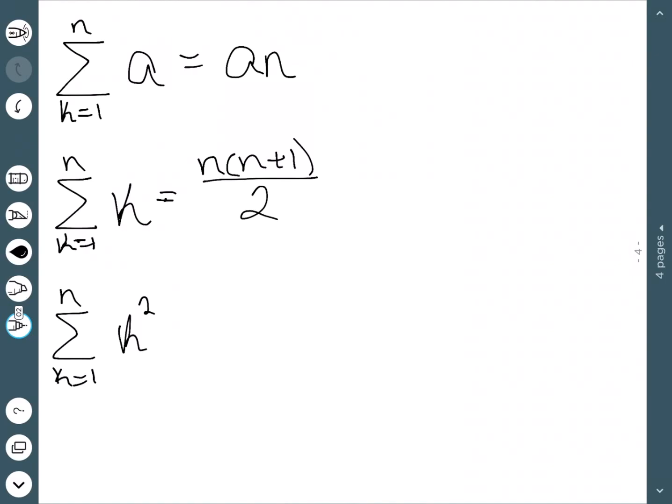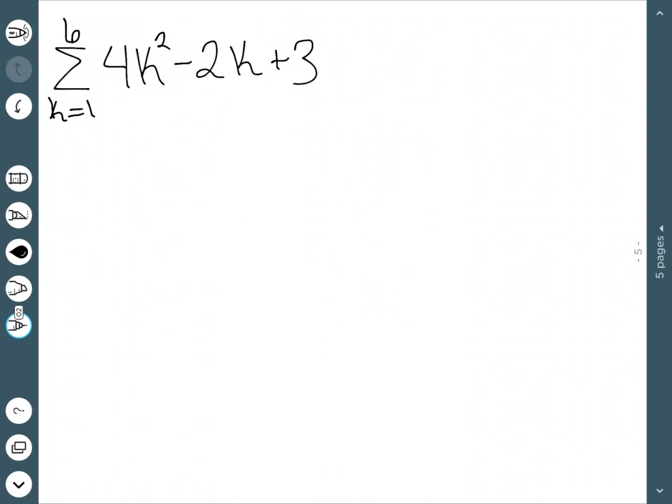The last one, if I want to add from 1 to n of k squared, so 1 plus 4 plus 9 plus 16 plus 25, I'm going to have n times n plus 1 times 2n plus 1, all over 6. So now that we have these shortcuts, let's look at another example.